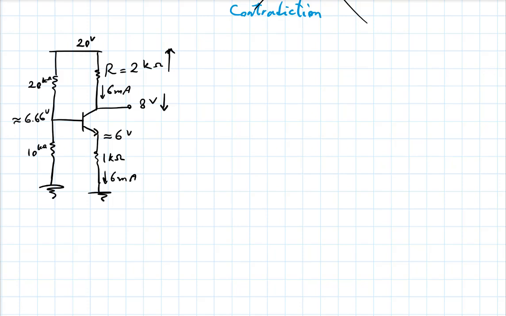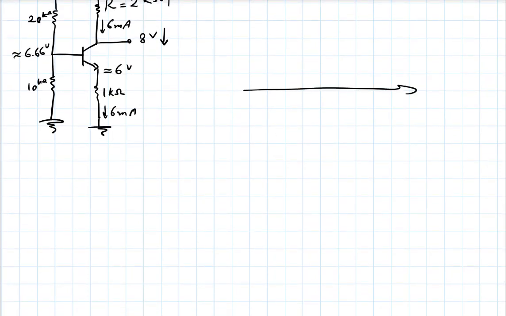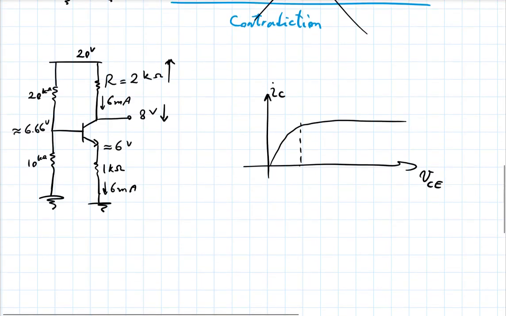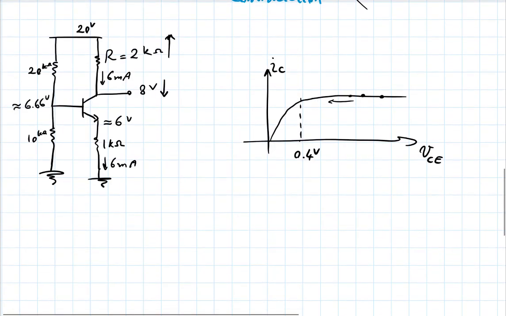So if it goes into saturation, now let's look at, again, the IV characteristics. Collector current versus collector emitter voltage. So as I increase that resistor R, the collector emitter voltage was here, here, here, kept going down, and eventually reached about 0.4 volts. And further increase of R tried to force that even lower.